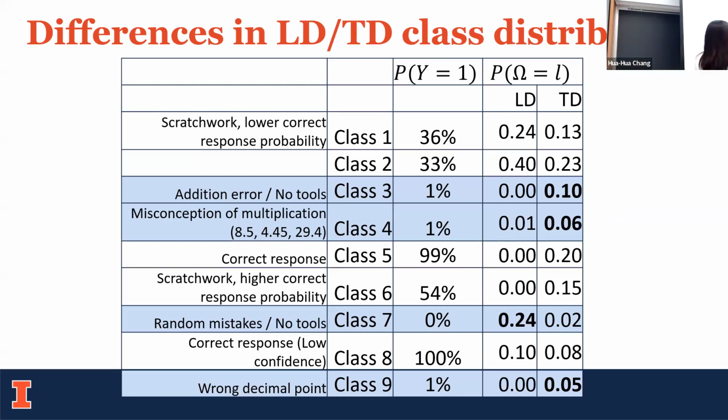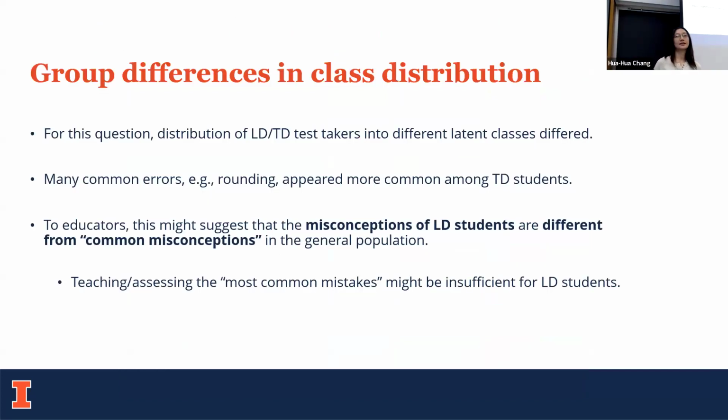But what we saw, which was very common, like in the 3 clusters we look at, like 3, 4, and 9, is that the proportion of individuals from the TD group was much larger compared to that in the LD group. What that tends to suggest is that for this question, the distribution of LD and TD test takers into different latent classes actually differed. And some of the common errors, like rounding, appeared more common among the typically developing students. To educators, this might suggest that the misconceptions of LD students and how they get a question wrong are different from the common misconceptions in the general population.